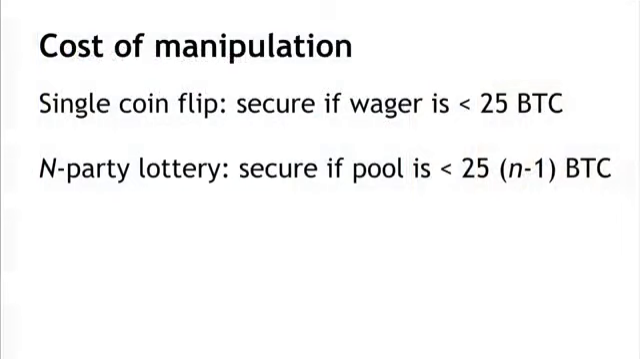So essentially, if two people want to have an even odds bet, and they want to use Bitcoin as the source of randomness, this is going to be secure as long as they've wagered less than 25 Bitcoins, or again, about $15,000.